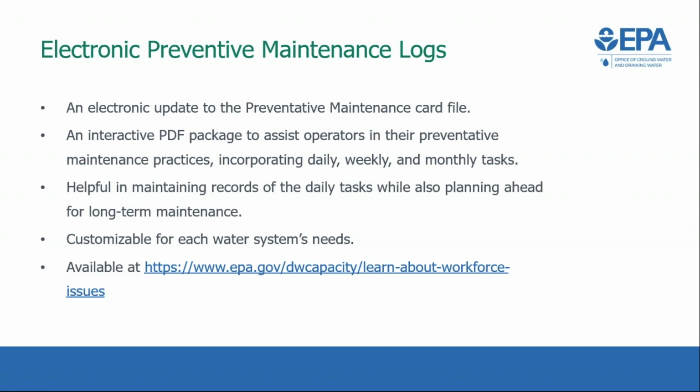And now we're going to jump over to the electronic preventive maintenance logs. These logs were an electronic update to the previously published preventive maintenance card file for small public water systems using groundwater that was released in 2004. And the update that we rolled out is a PDF file that's now available for download at the link on your screen. Once you get to the web page, click on Resources for Small System Operators, and you'll get to it. The file package includes a series of interactive PDFs.